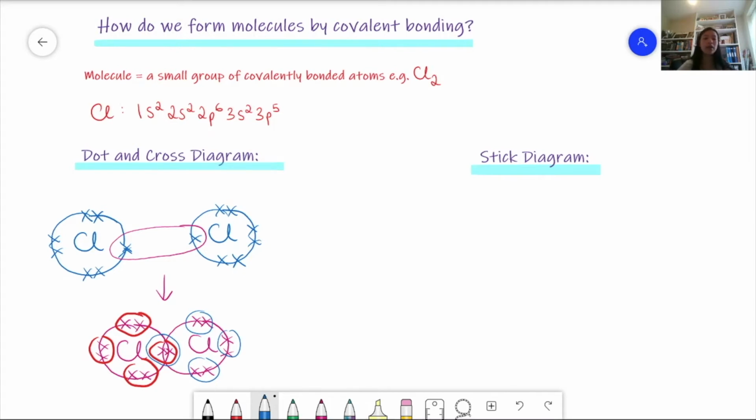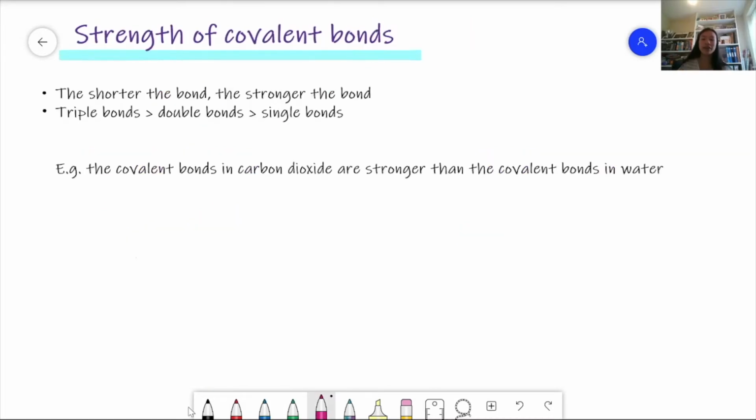So the stick diagram would then be Cl, a single stick, and another Cl, because this is equivalent to one shared pair of electrons. So that's a pair, so it's 2 electrons in a pair. We also need to know the strength of covalent bonds and what determines how strong they are. So the shorter the bond, the stronger the bond, and also triple bonds are the strongest, followed by double bonds, which are stronger than single bonds. For example, the covalent bonds in carbon dioxide are stronger than the covalent bonds in water.